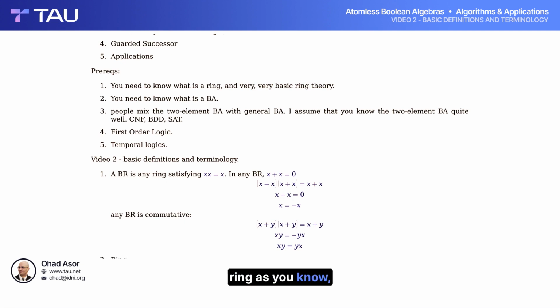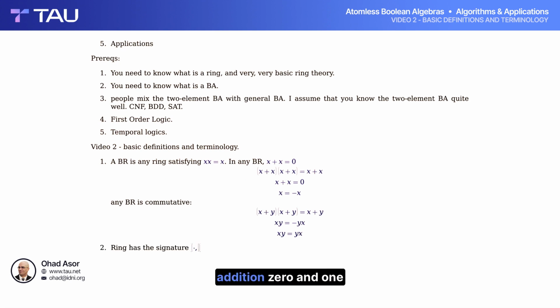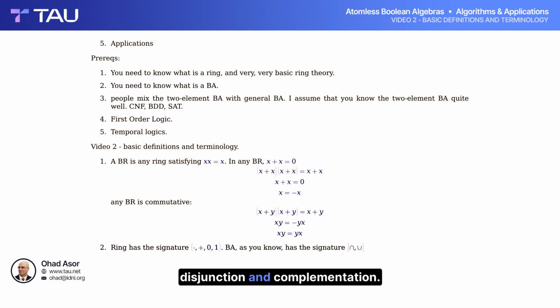Ring, as you know, has the signature multiplication, addition, 0, and 1. Boolean algebra, as you know, has the signature, and I'm going to use this notation. This is going to be conjunction. I'm going to use set theoretic operations in order to distinguish it from logical connectives, as we shall see. Conjunction, disjunction, and complementation, I'm going to use prime.